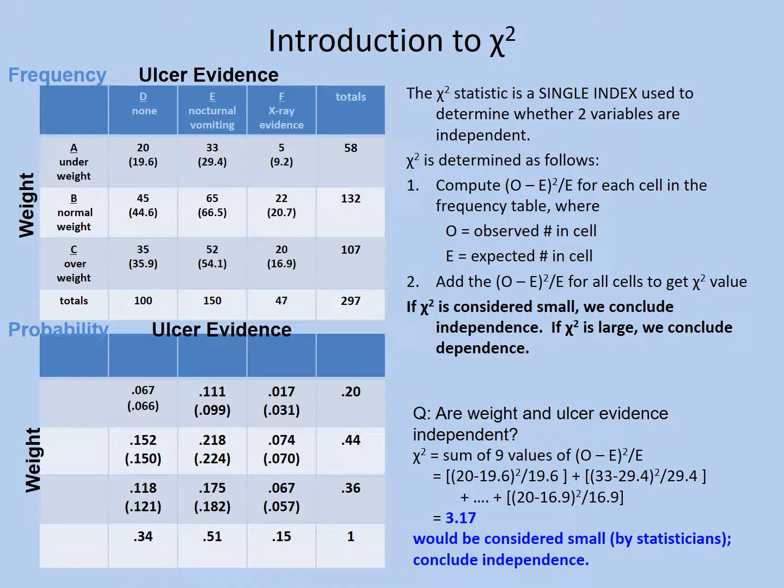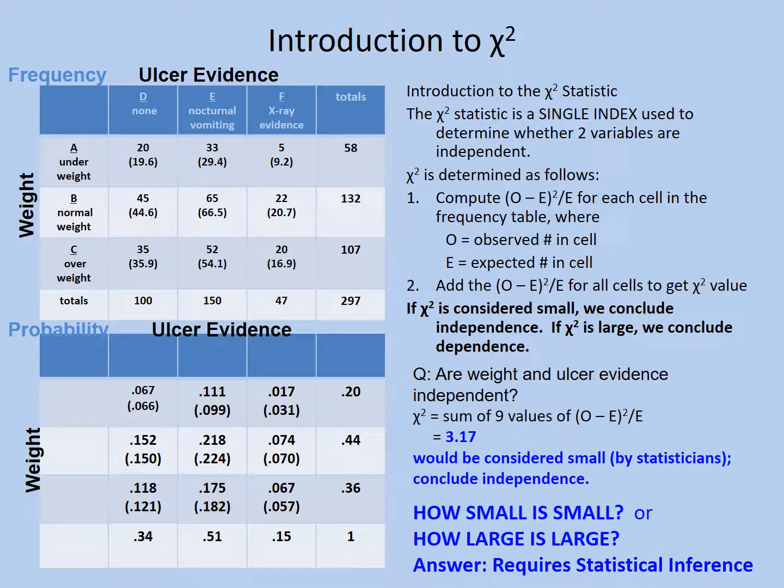This chi-square value of 3.17 would be considered small by statisticians. Therefore, we would conclude independence. You may wonder, how did we decide that 3.17 is considered small? Or more generally, how small is small? Or how large is large? The answer requires an understanding of statistical inference, which is beyond the scope of this presentation.